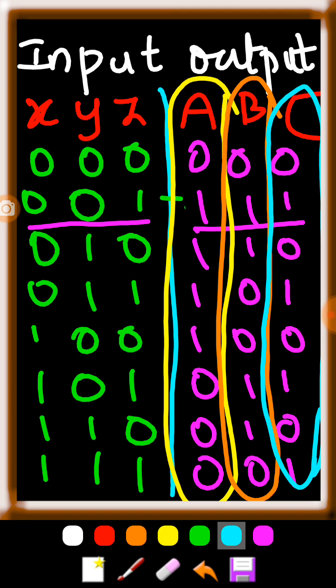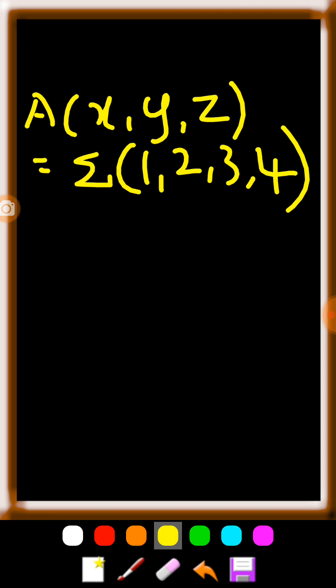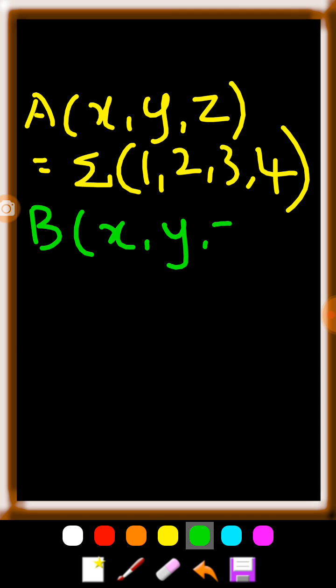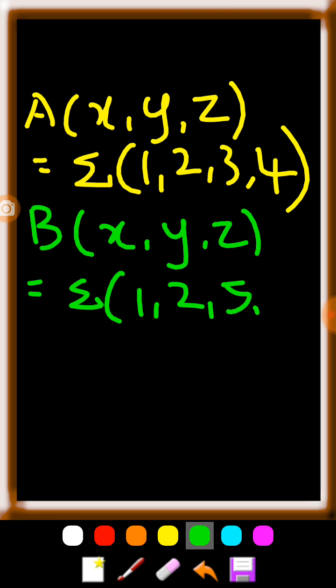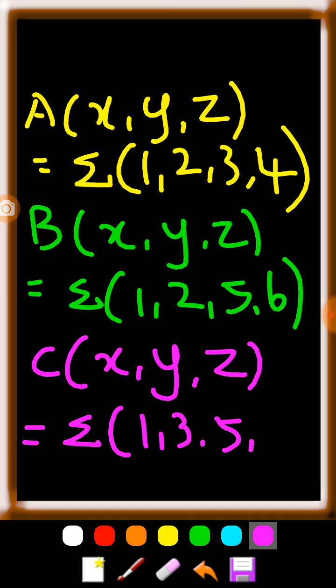This truth table can be minimized into a simple function like this. So one output A with the inputs X, Y, Z is equal to sigma of 1, 2, 3 and 4, and B with the inputs X, Y, Z is equal to sigma of 1, 2, 5 and 6, and C with the inputs X, Y, Z is equal to sigma of 1, 3, 5, 7.